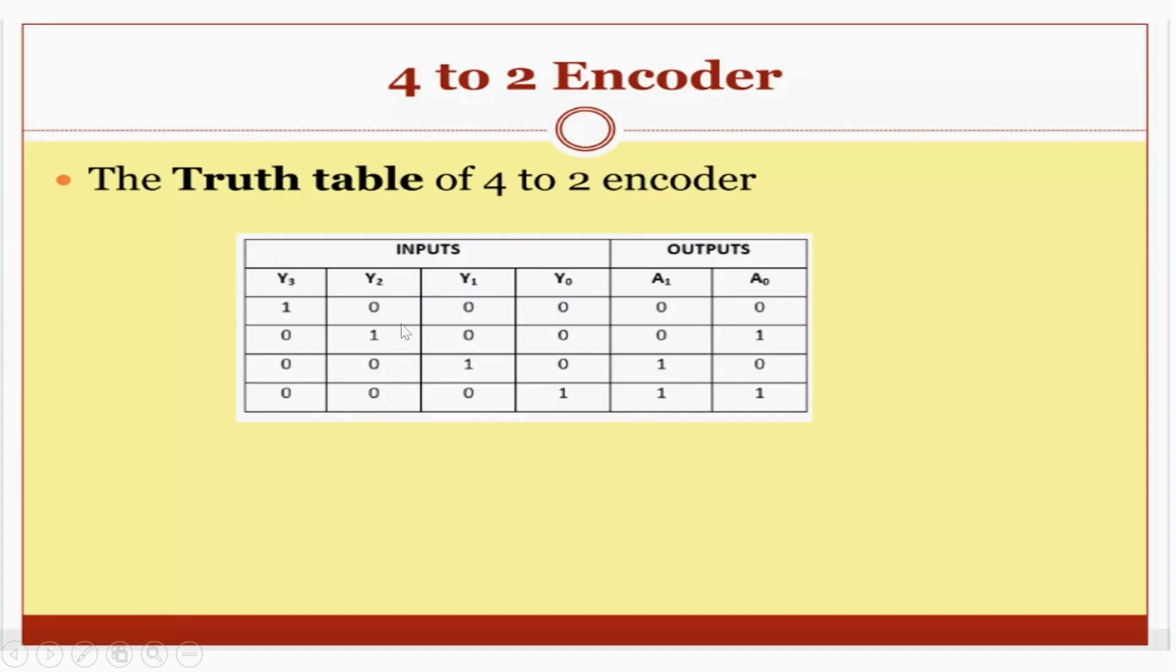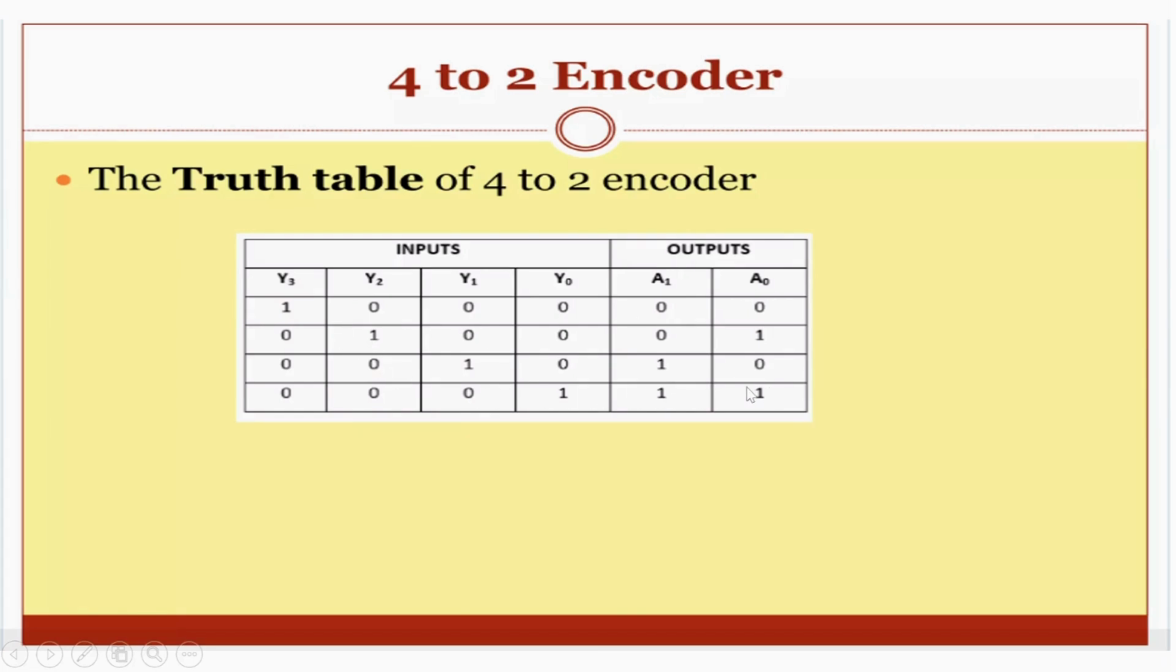Why did we do this? See there, the value of y3 is 0, the value of y1 and y0 is also 0, so the value of them is 0. So that's basically why they will not work. That's why we did not take them, we took only y2.